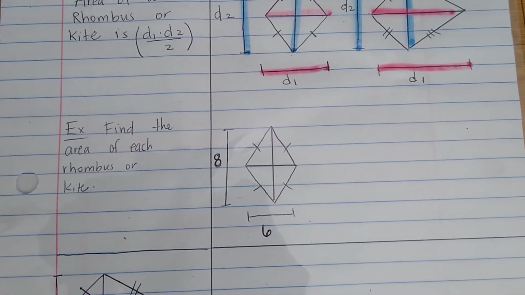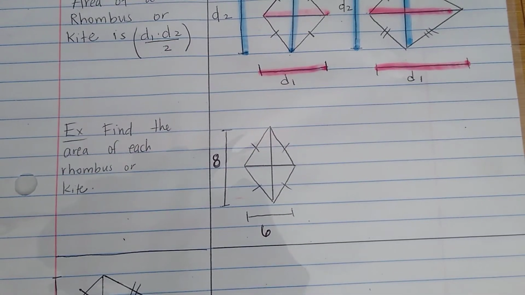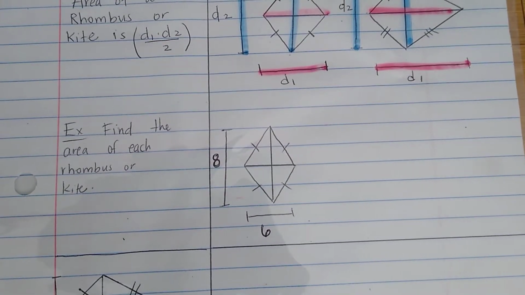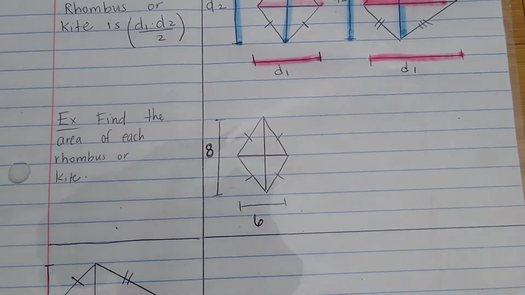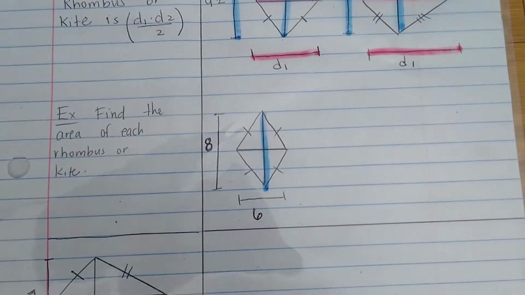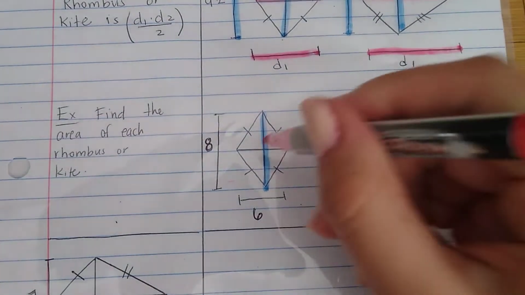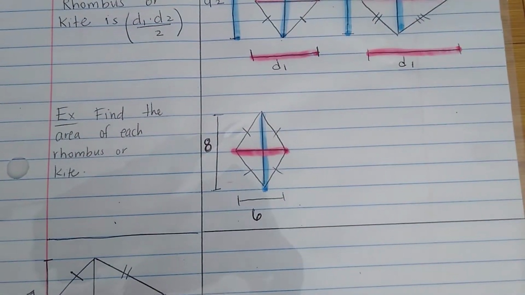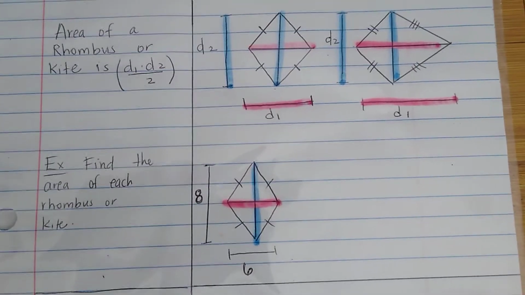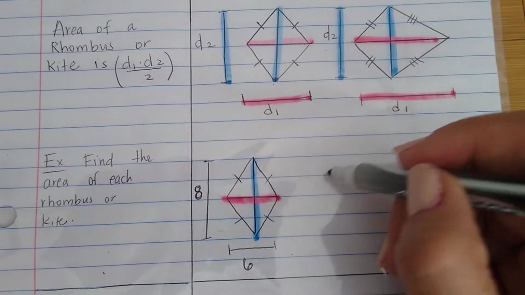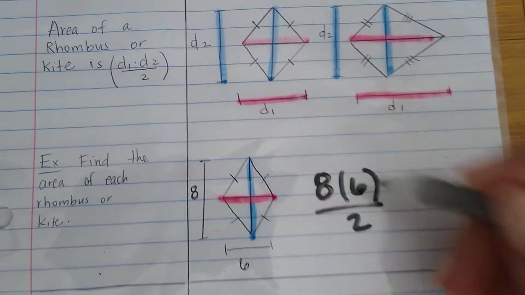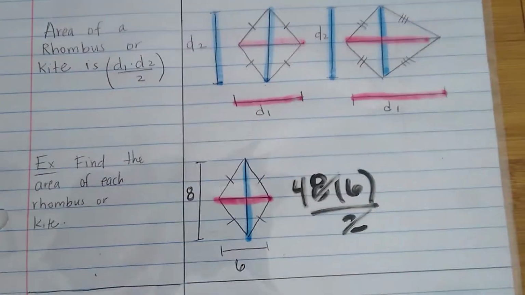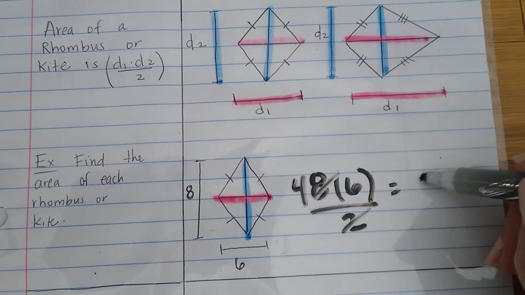And now we are moving on to this first example. So we have find the area of each rhombus or kite. So the very first one, they're telling us that this vertical diagonal is 8 and this horizontal diagonal is 6. And the really cool thing about this formula is it's very easy. We're not doing anything too complicated. We're just multiplying those diagonals and then dividing it by 2. So I'm going to go ahead and do that on this side. So I have 8 times 6 divided by 2. I'm going to go ahead and simplify this. So then 4 times 6 is 24.